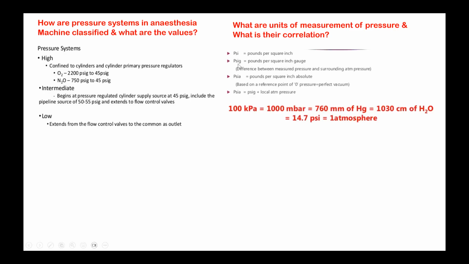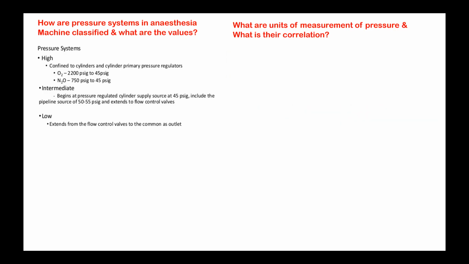So there are PSI, PSIG, that is pressure gauge, pressures in units at the gauge, and PSIA. What is the difference between PSIG and PSIA? That is another important difference that you should know. Supposing you open a full oxygen cylinder, and it records 2000 psi, pounds per square inch. This is the pressure exhibited or displayed by the pressure gauge. But is that the correct pressure?